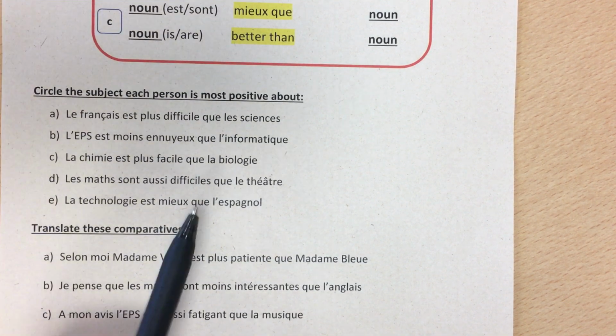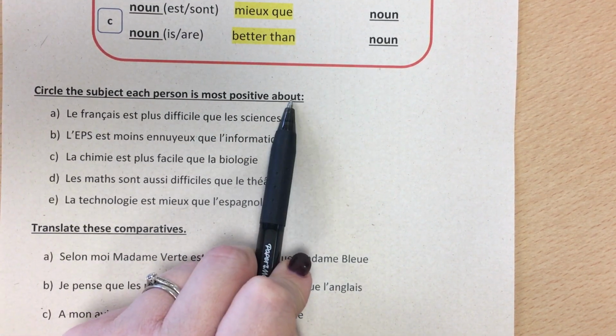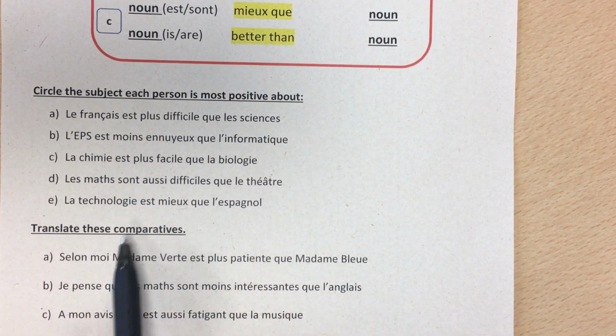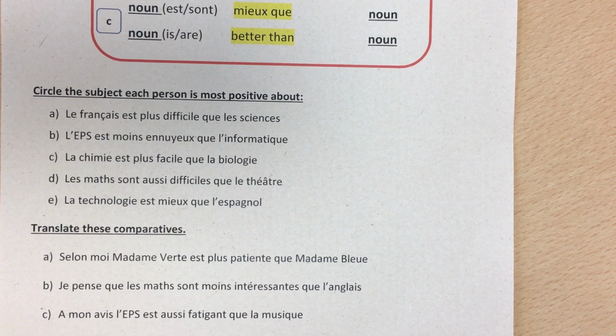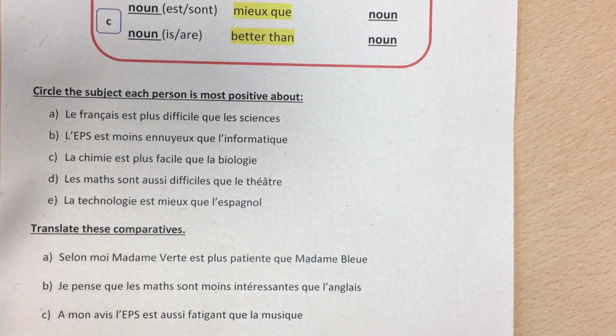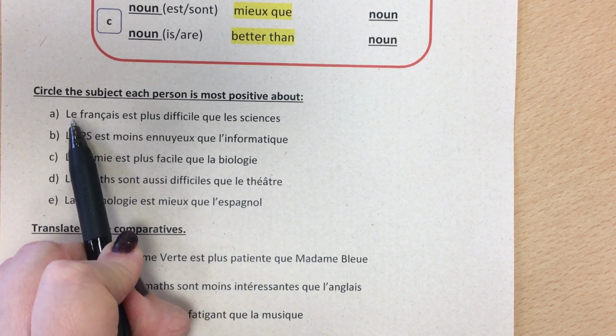Here, I would like you to circle the subject that each person is most positive about. So have a look at our comparative structures in each and see which subject the person prefers. We'll do the first two together, then you can pause the video and have a look at the remaining three before coming back to see my answers. Here's our first example then.